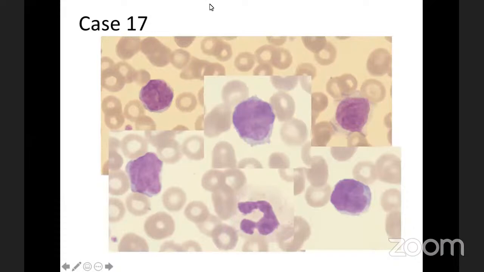What do you think? I'm not going to explain these cells. Yes, Noura, she got it.